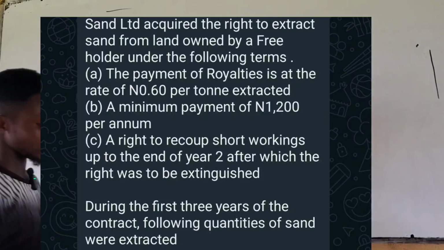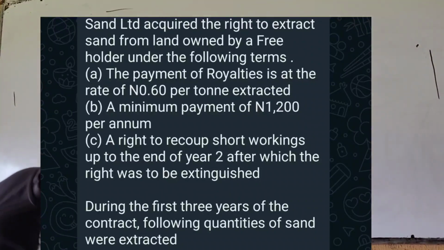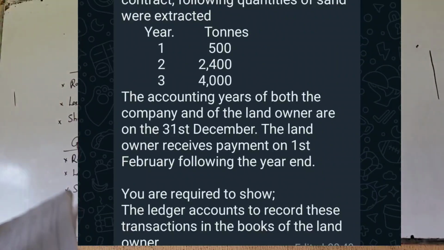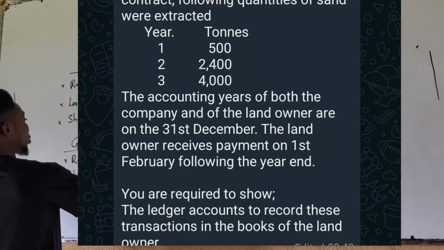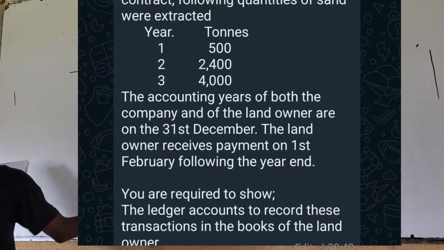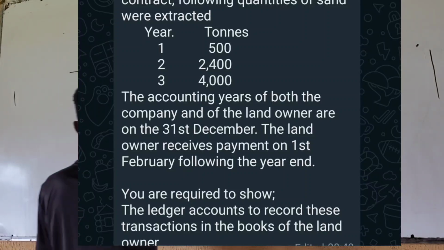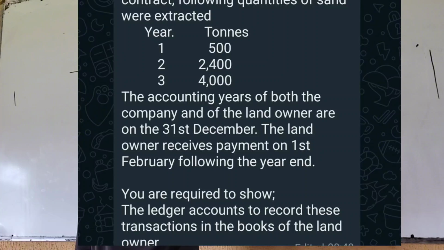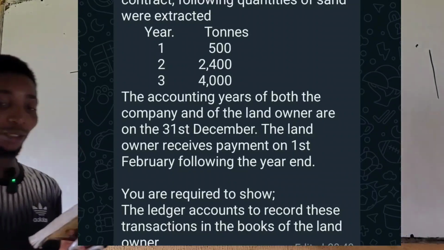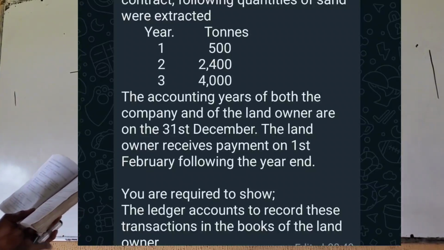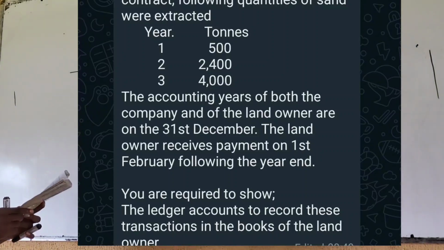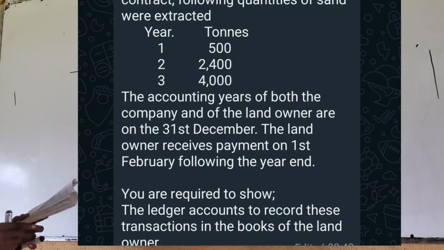During the first 3 years of the contract, the following quantities were extracted. Year 1, 500 ton. Year 2, 2,400 ton. Year 3, 4,000 ton. The accounting year of both the company and the landowner is 31st December. The landowner received payment on 1st February following the year end. You are required to write the ledger account to record this transaction in the book of the landowner.